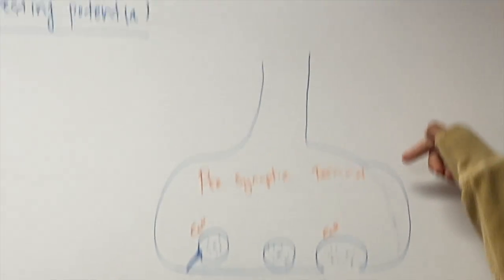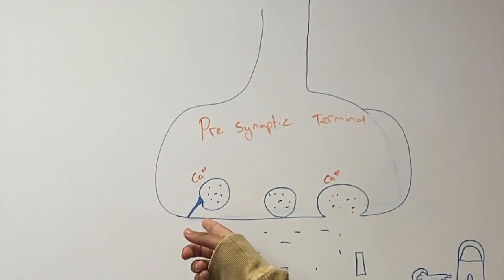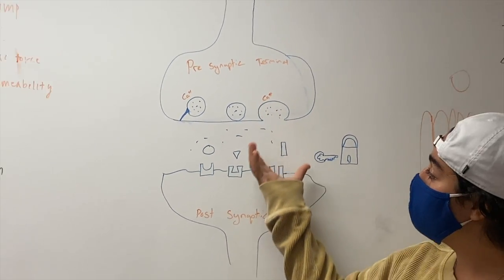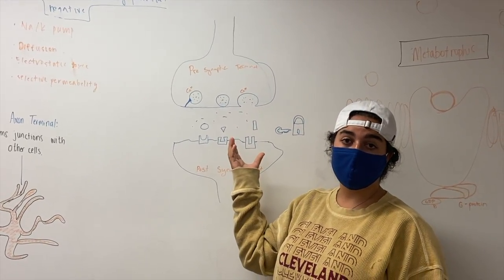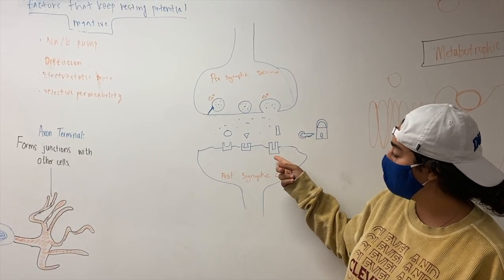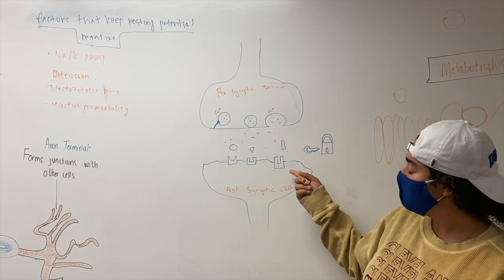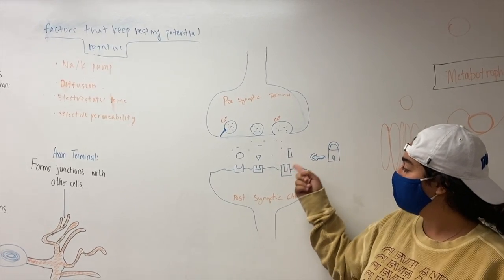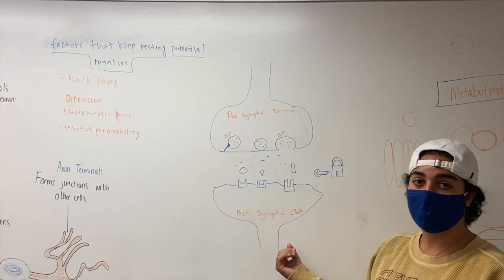So this is the presynaptic terminal. It's where docking, priming, and fusion happen with the help of calcium. The fusion releases neurotransmitters into the intercellular space, which then bind with receptor sites in the postsynaptic cleft and form lock and keys to create a signal in the next neuron.